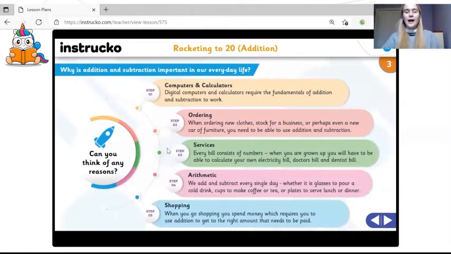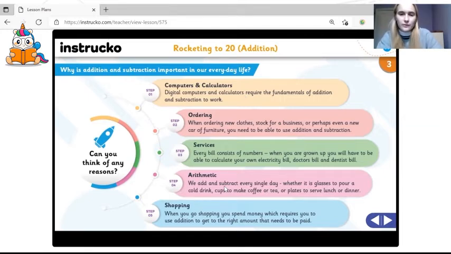Okay, so our first question is, why is addition important in our everyday life? Can you think of any reasons why addition is important? As you can see on the screen, we have lots of different reasons here. Addition is important for computers and calculators. Addition is important when we order food and drink or furniture. Addition is important for services, so this could include bills such as electricity bills, doctor's bills, and dentist bills.